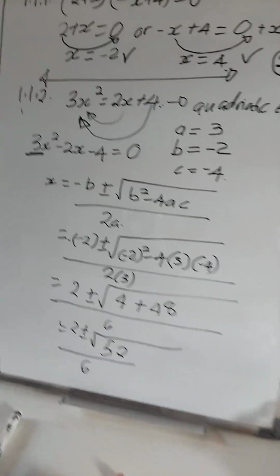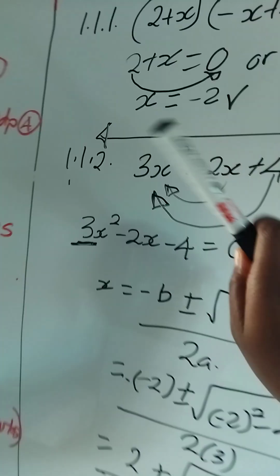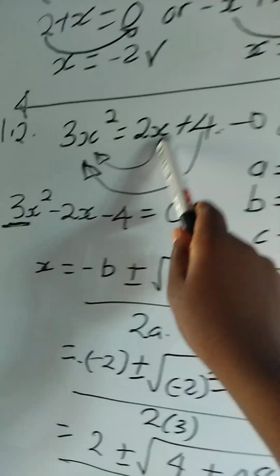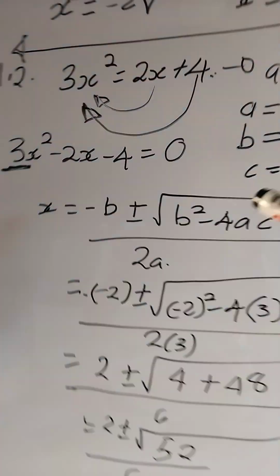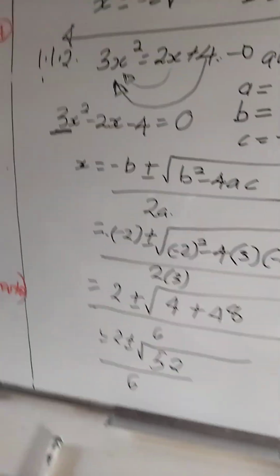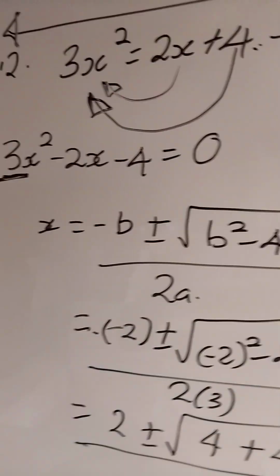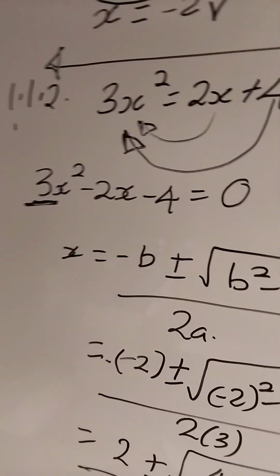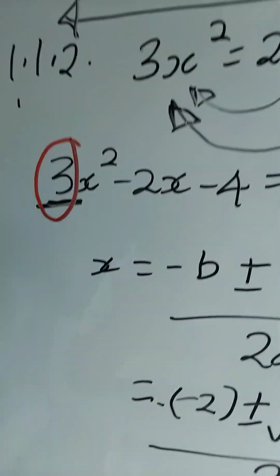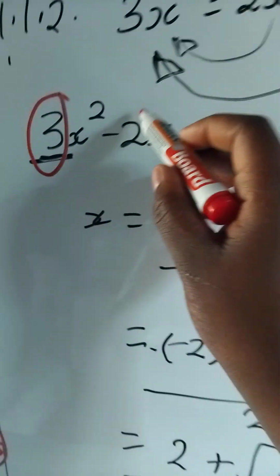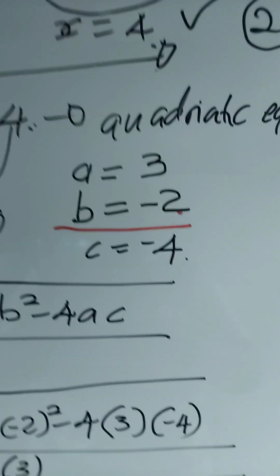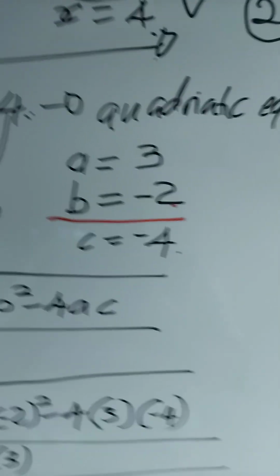So the second question says that 3x squared is equal to 2x plus 4, and then I took this 2x to the other side and the 4 to the other side as well, so it is equal to 0. So you now look for your values of a, b, and c. The value of a is always the coefficient of x squared, the value of b is always the coefficient of what? x, and then the value of c is always the constant term. That's why I had to write it down for you so that you understand.